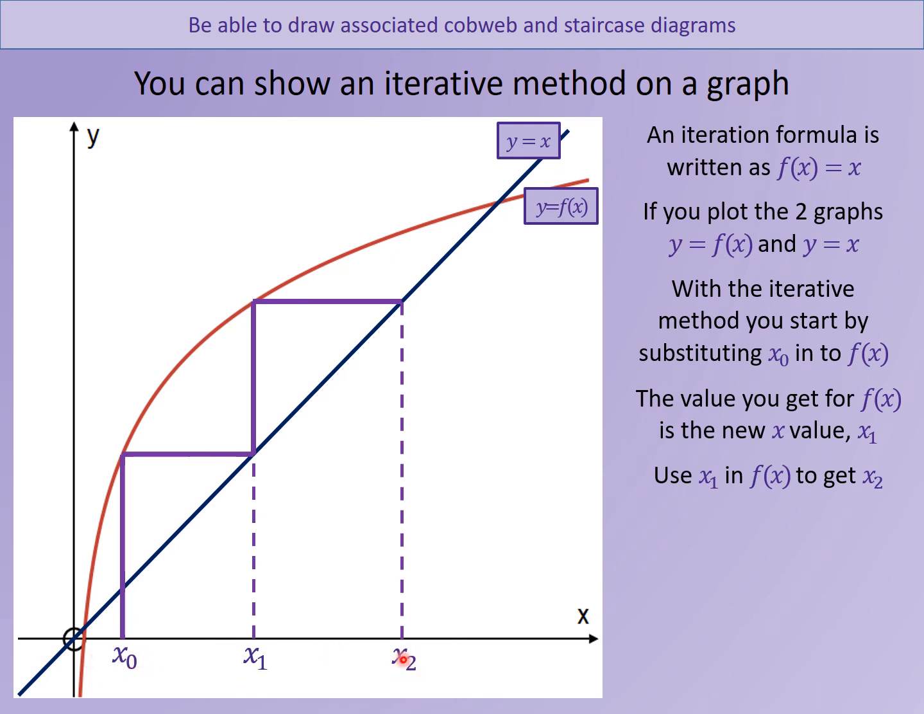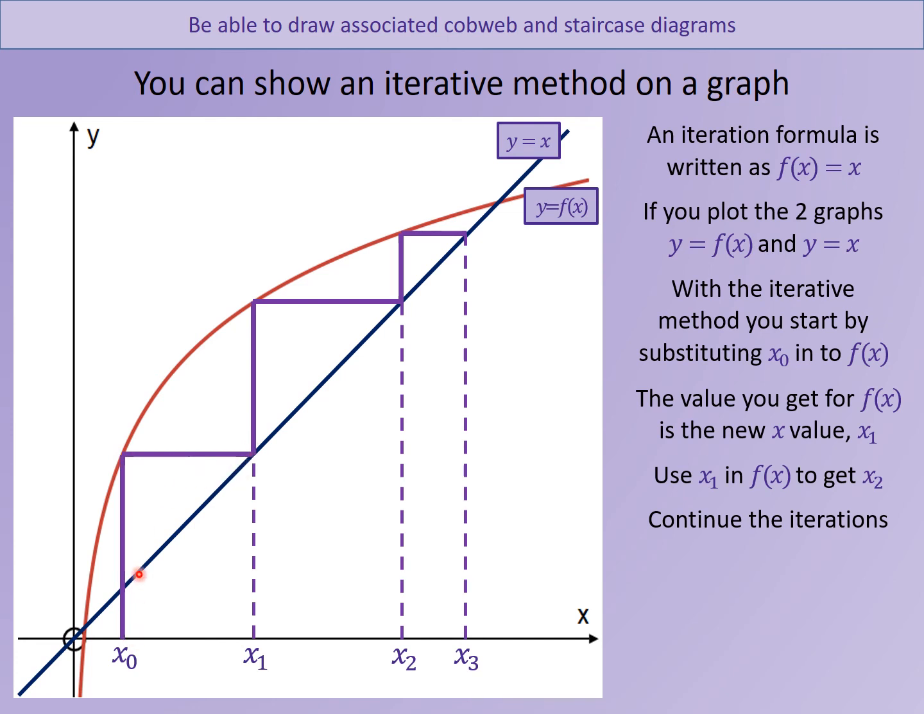This x2, what do I do with it? I substitute it back into the function. So I'm going up to the function, and then once I've gone up to the function, that gives me my new x value. So I can go across, and that would give me x3. And so you get into this pattern where you go up to your function, across to your y equals x, up to your function, across to your y equals x. Sometimes you go down, but you're thinking up and down to your function, across to your line y equals x.